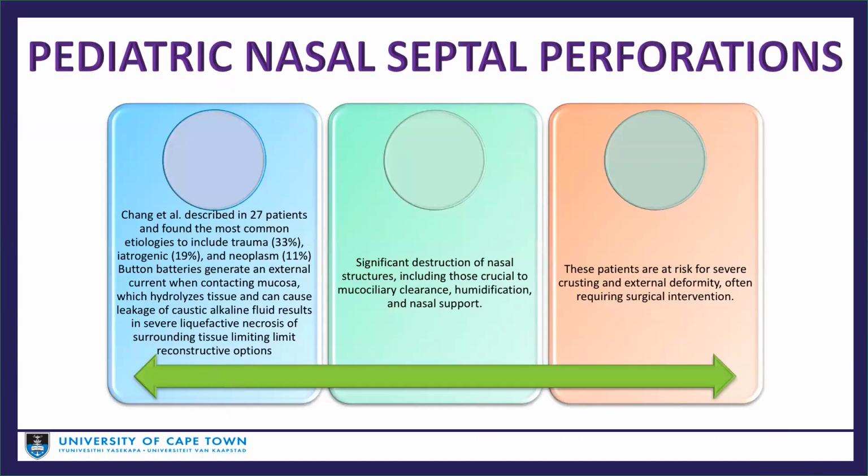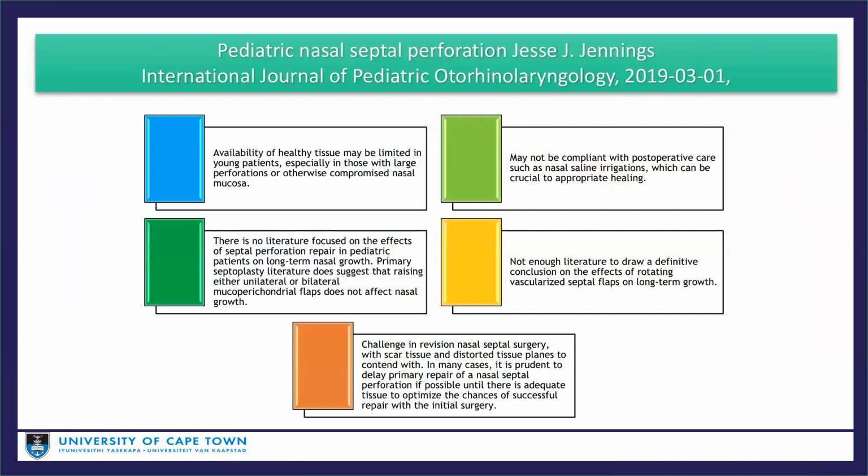Coming to pediatric septal perforations, one has noted that button batteries tend to account for the most common trauma in the pediatric population. And button batteries have alkaline fluid, which leads to cartilage necrosis and subsequent destruction of nasal structures, impaired nasociliary clearance, and deformity. Of note, it takes 4 weeks for the septal perforation to declare itself fully. Hence, when removing a button battery, one must follow up the child for the next 4 weeks in order to make sure that there is no septal perforation.